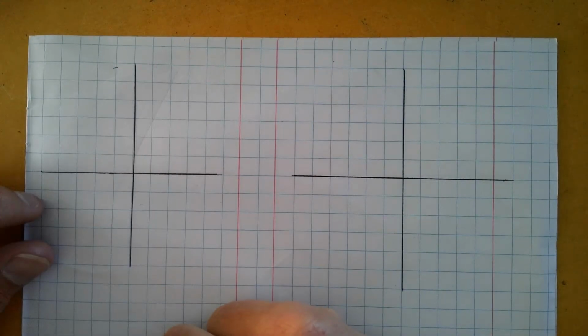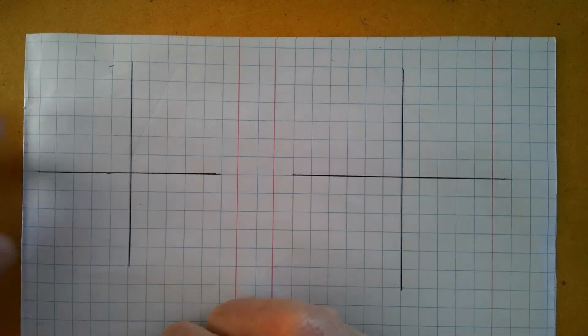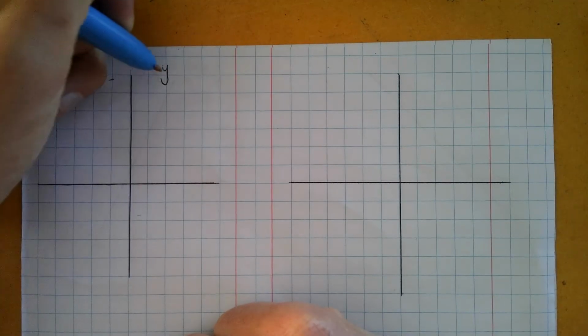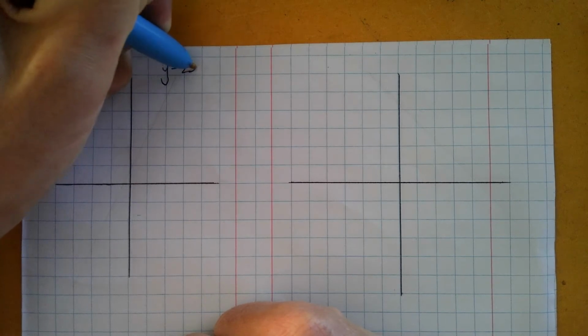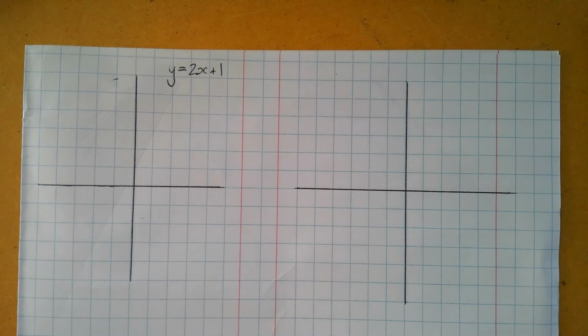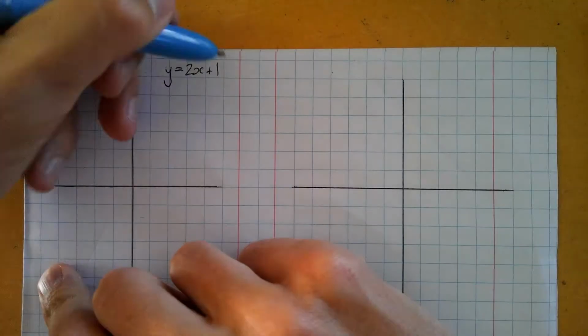Okay, so today we're going to look at how to graph lines without having to use a table of values and doing it straight from the equation. So we're going to start off by looking at this equation here, y equals 2x plus 1. Now it's important to know the different parts of an equation.